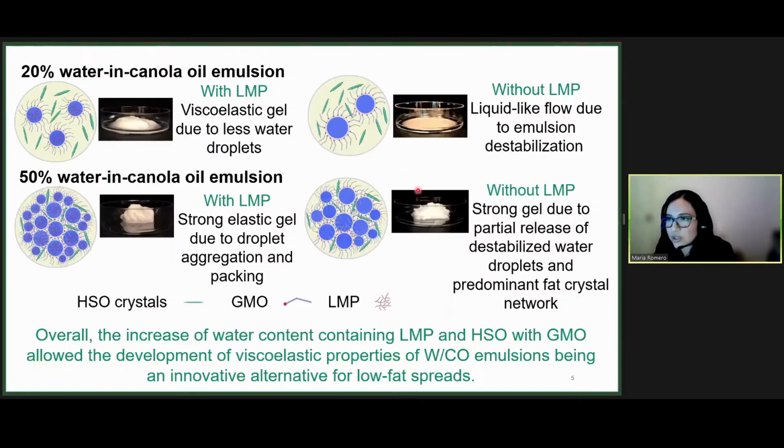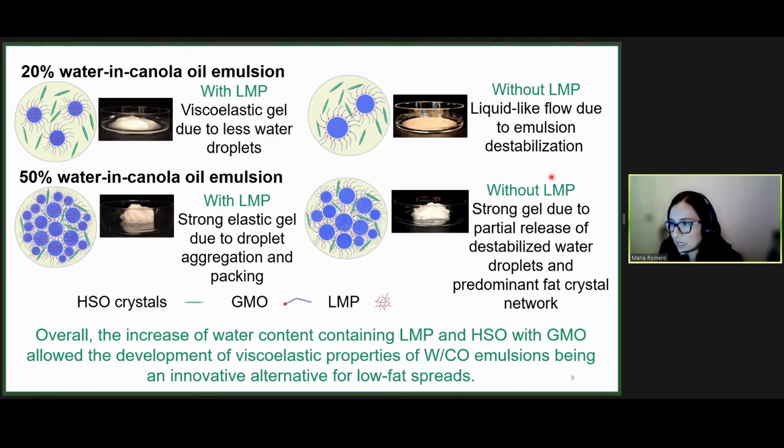So now I want to show you the mechanisms behind this. 20% water-in-oil canola emulsions with LMP form a viscoelastic gel due to fewer water droplets. However, without LMP, there was evidence of liquid-like flow due to the emulsion destabilization. With the highest water content, 50%, water-in-oil emulsions with LMP form a strong elastic gel due to the droplet aggregation and packing.